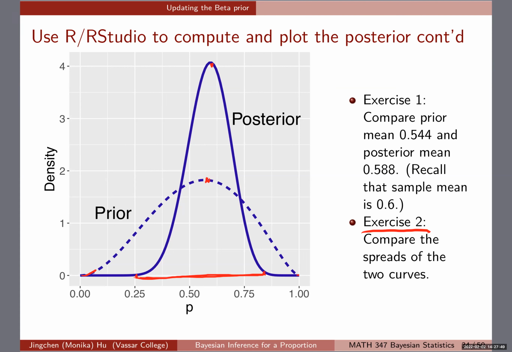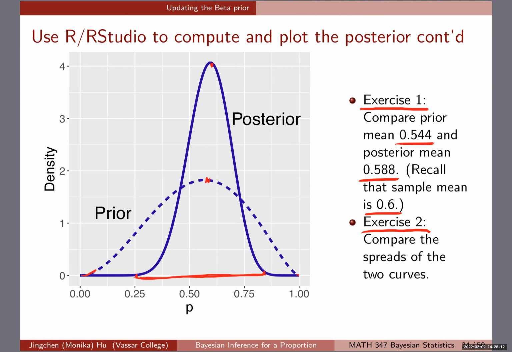Does anyone want to talk about exercise 1 quickly? In terms of the mean, we have the prior mean, we have the posterior mean, and the sample mean. So what do we see over here? Compare the 3 values. Yes, Sarah? So we see that the sample mean is 0.6. And previously we got some prior that had a mean of 0.544.